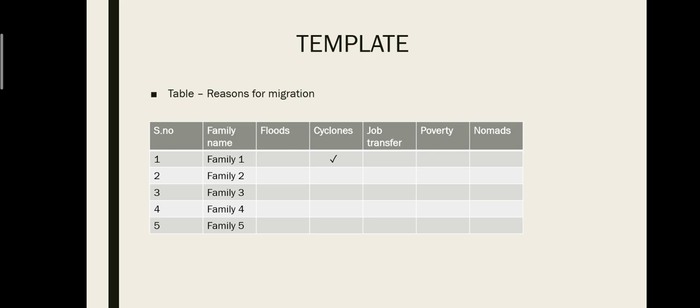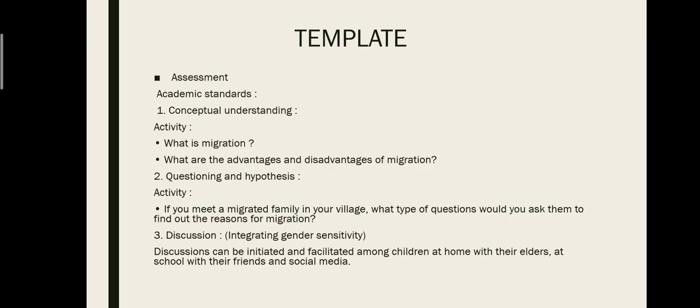Then the first family. What is the reason for migration? Cyclones. Then the children have to put the tick mark under that heading. Then the second family. Like this they have to put the correct answers under the correct subheadings. Then assessment. How can we assess? We can assess the students by using the academic standards.